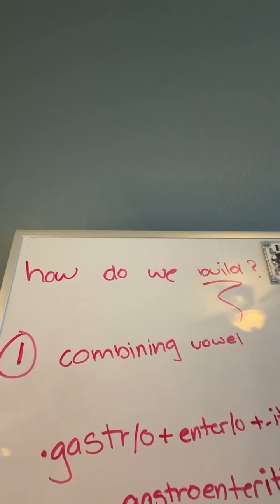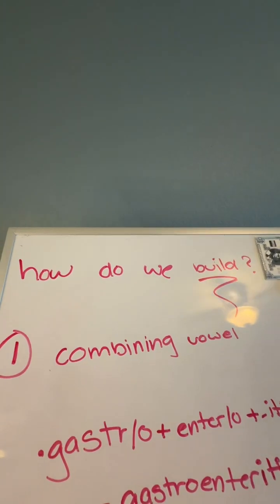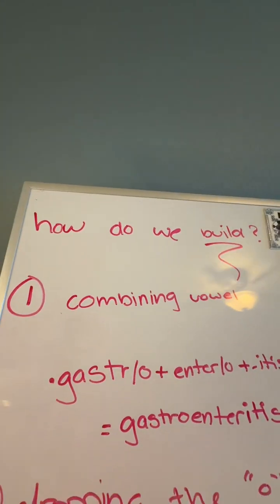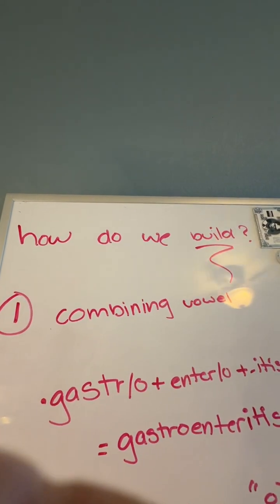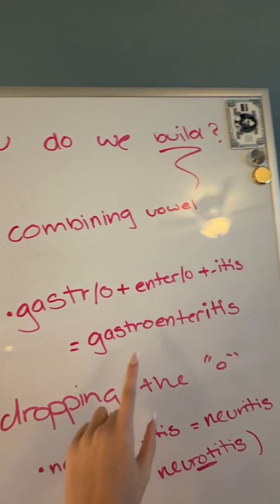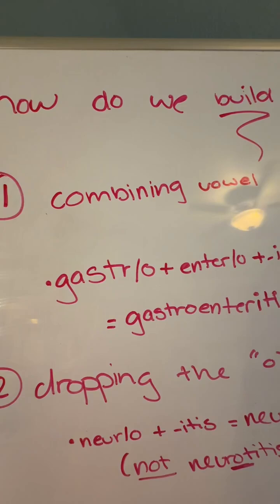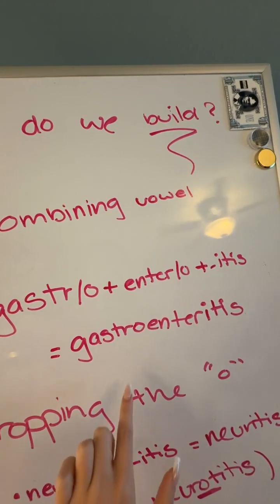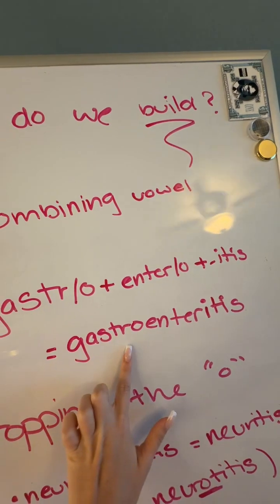Now this brings us on over to our next theme, which is how do we build these words? Rule 1 is that we are going to use a combining vowel, which is usually O, when joining two words, such as gastro and entero plus itis, which is gastroenteritis. However, notice how we drop this O here but not here.